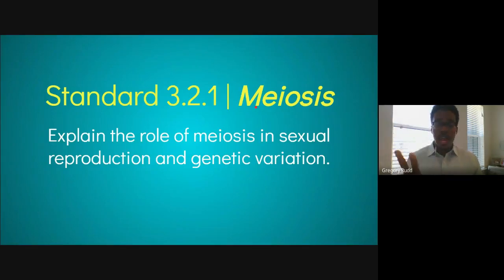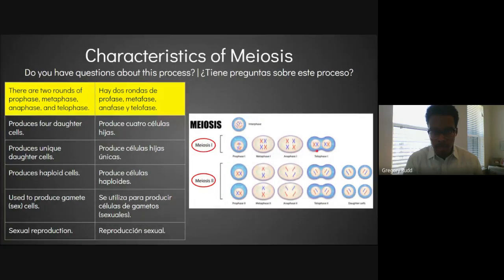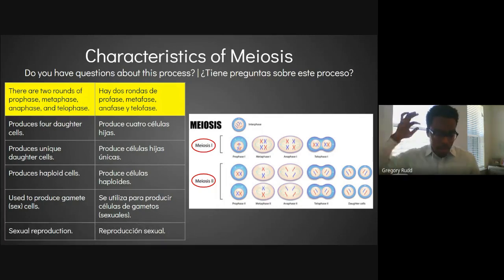Okay, our second and last standard for Unit 3 is Standard 3.2.1. It's about meiosis. Explain the role of meiosis in sexual reproduction and genetic variation. So, characteristics of meiosis. Meiosis has 2 rounds of prophase, metaphase, and anaphase. There's meiosis 1 and meiosis 2. Prophase 1, metaphase 1, anaphase 1, telophase 1. Then again, prophase 2, metaphase 2, anaphase 2, and telophase 2. So we've got 2 rounds of PMAT.